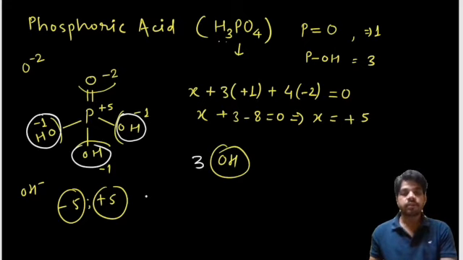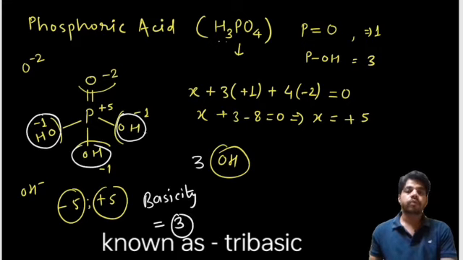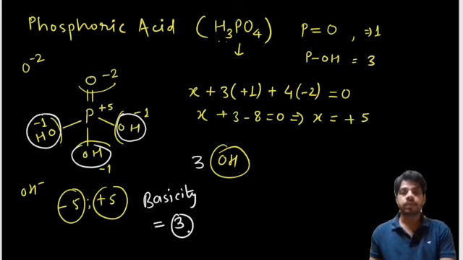So the basicity of phosphoric acid comes out to be 3. So what will we say, the basicity of phosphoric acid, how much? It is 3. So this would be the answer.